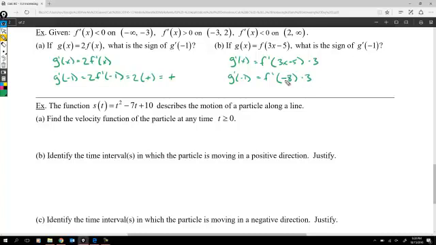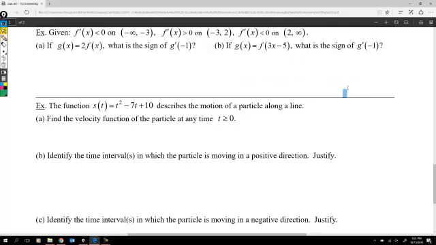So I'm evaluating at -8, so I'm going to use this interval over here, because -8 is between -infinity and -3, and I'm given that f prime is less than 0. So I have some negative number times 3, which is going to be a negative number. And so that will be the sign of g prime of -1.